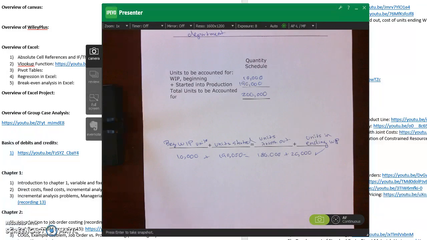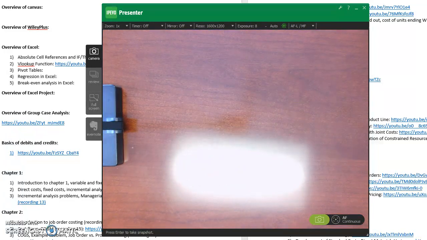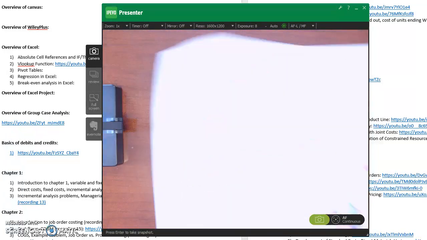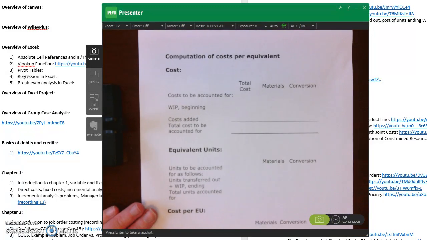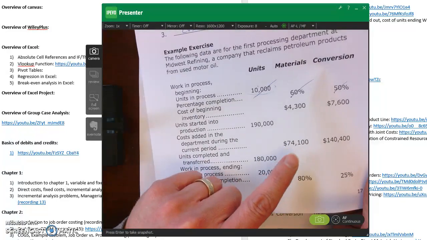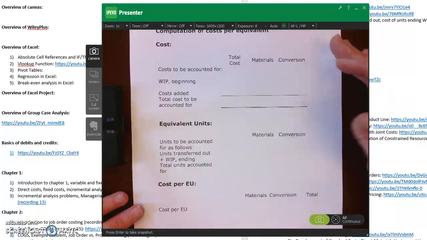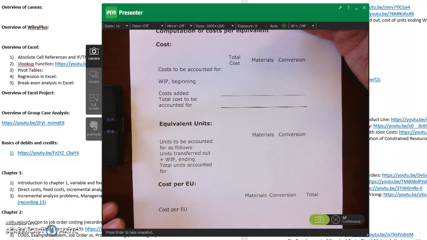Now let's look at the second thing, which is the calculation of our cost per unit. What might be a good idea is for you to pause the lecture video and see if you can calculate the cost per unit for materials and conversion, and then figure out the total unit cost, and then come back to the lecture video. But it's up to you. That would just be my recommendation, to get a little bit of independent practice and see how you do.